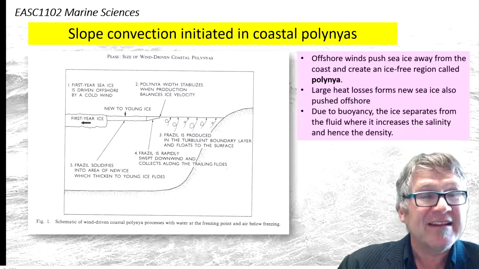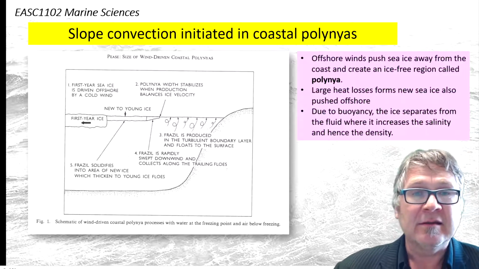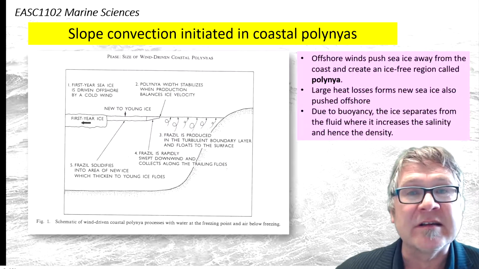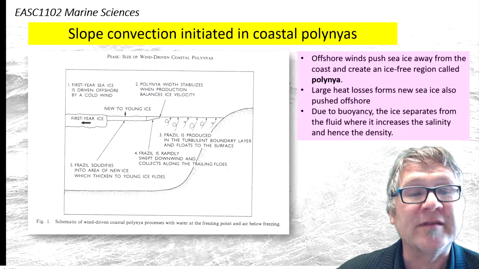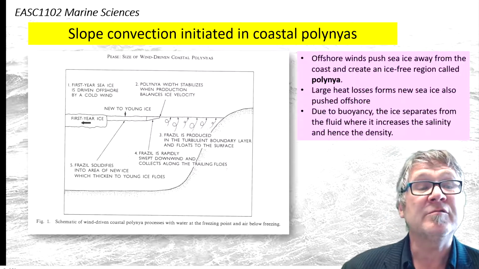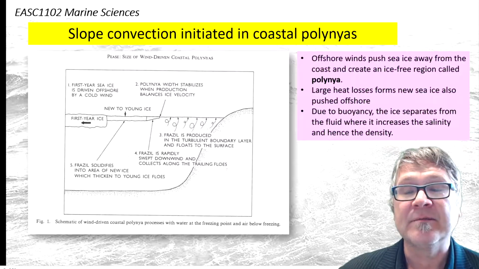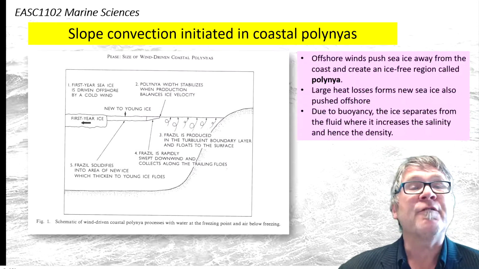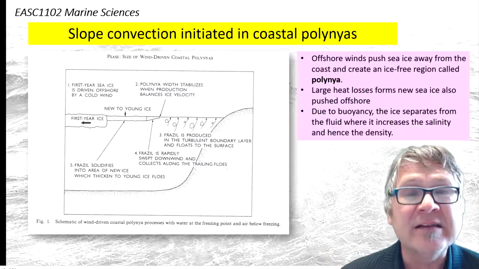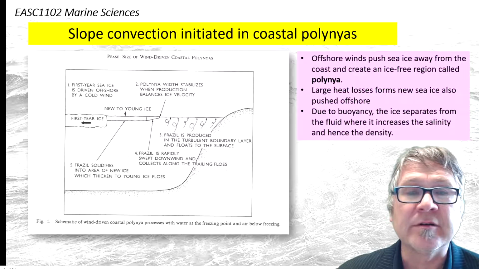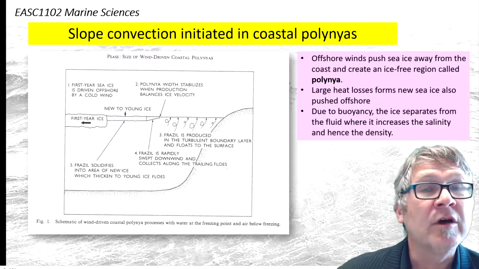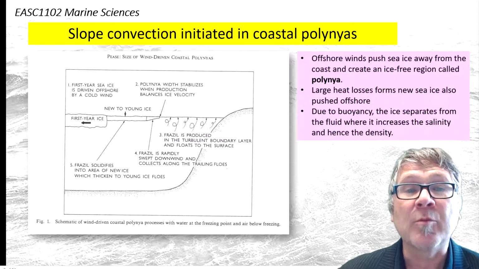The brine channels release salt, and this increases the salinity in the ocean and makes the water denser. This increases the salinity and hence the density. So you actually have a formation area of ice and salty water, and this is the starting point of the formation of Antarctic Bottom Water.